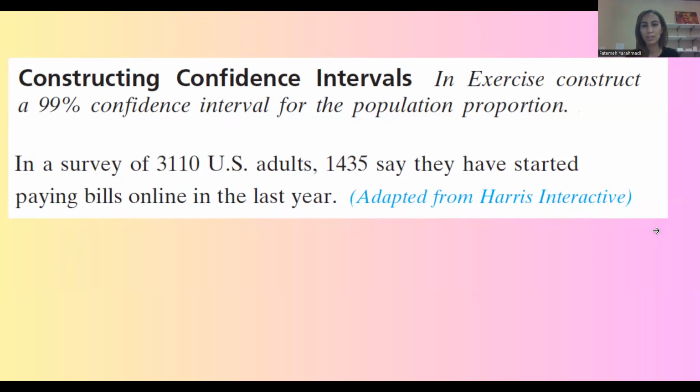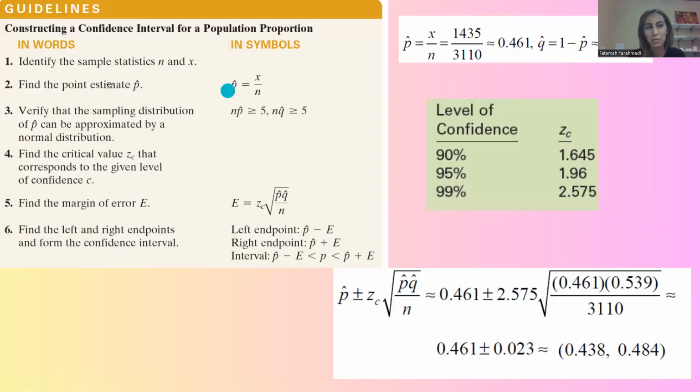So please pause the video and start constructing the confidence interval. Then we go over the step-by-step solution together. As you remember, these are the important steps that you need to take. These are the guidelines. The very first step is to identify the sample statistics, which are N and X. N is the sample size, and X is the number of successes in your survey.